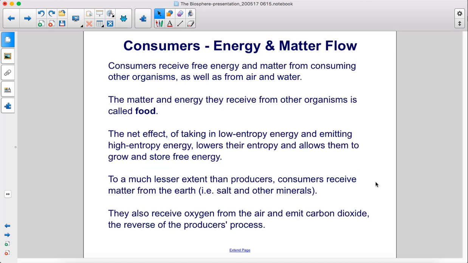Consumers receive free energy and matter from consuming other organisms, as well as from air and water. The matter and energy they receive from other organisms is called food. The net effect of taking in low entropy energy and emitting high entropy energy lowers their entropy and allows them to grow and store free energy. To a much lesser extent than producers, consumers receive matter from the earth, i.e. salt and other minerals. They also receive oxygen from the air and emit carbon dioxide, the reverse of the producer's process.